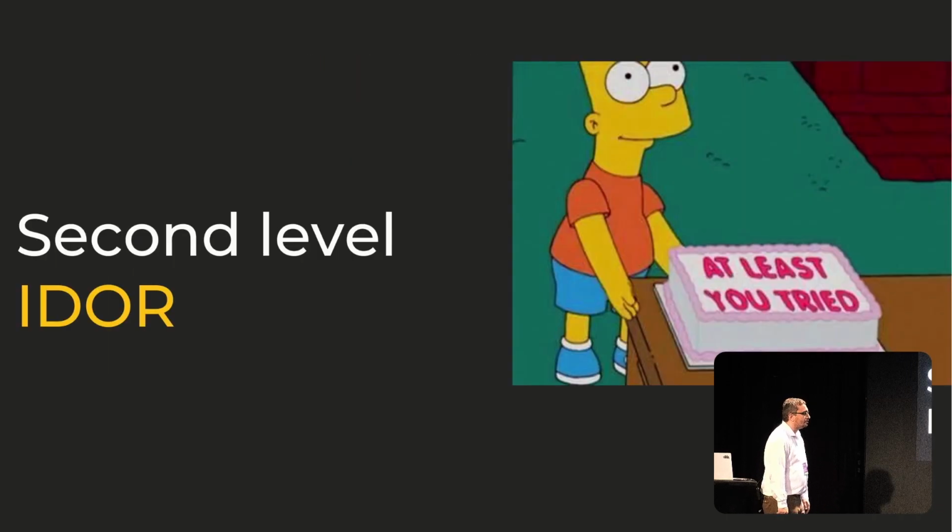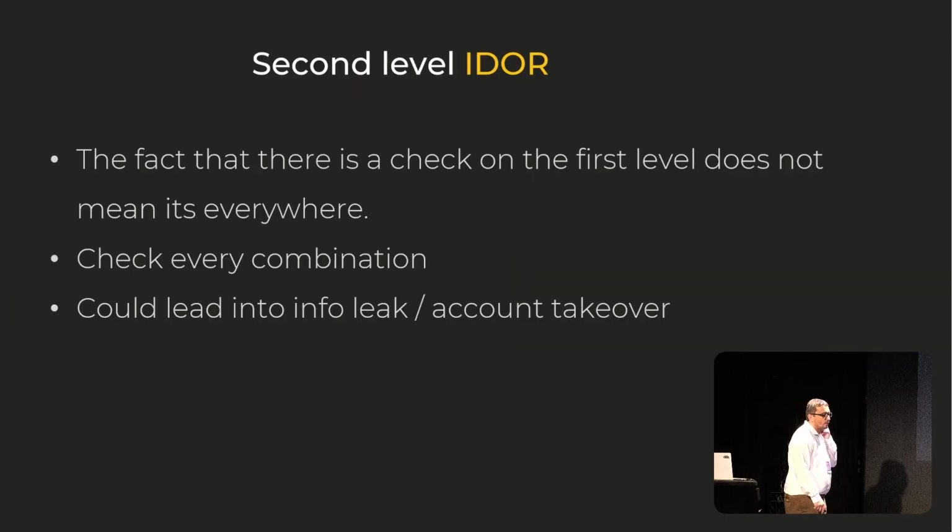Second level IDOR, which means when there is an IDOR, there is an ID, which is okay, but there is a second level in there that is not checked, and you can manipulate it there. Check every combination where an attacker could leak into info leak and account takeover, check everything. There are not a lot of cases where everything is vulnerable. One parameter is enough to be vulnerable so that you can take an account takeover.